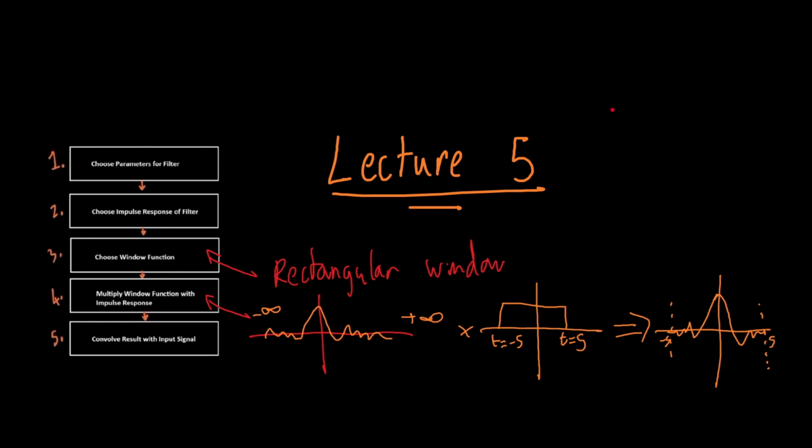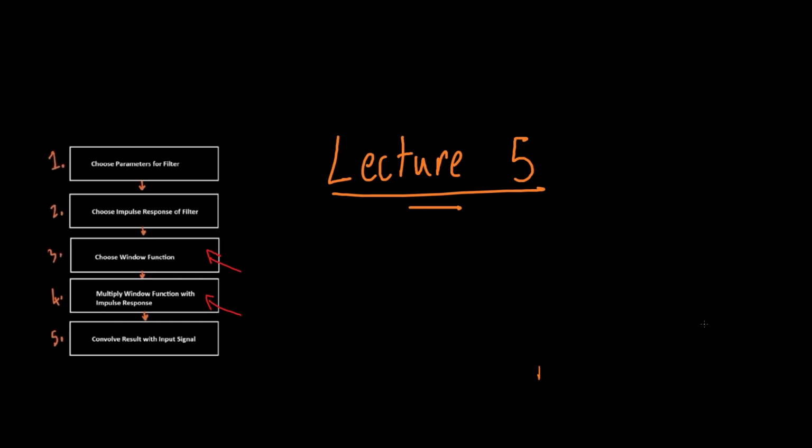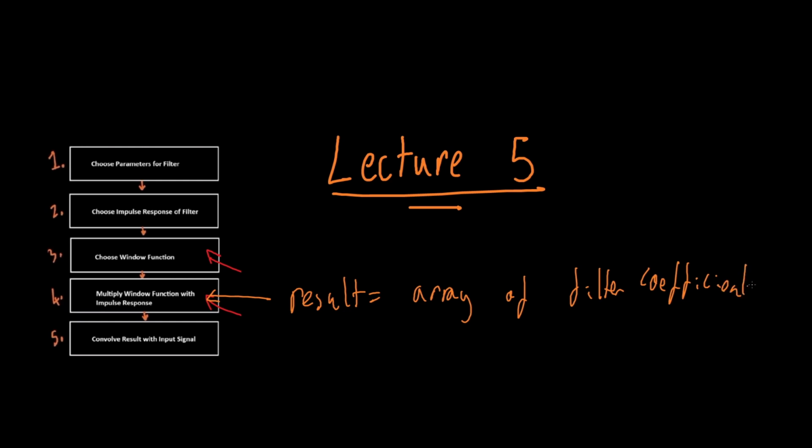Now if you remember, at the end of step 4 we get an array of filter coefficients. So let's do some rubbing out. The result of step 4 is an array of filter coefficients. Step 5 is using convolution to convolve the filter coefficients with the input, and that gets us the filtered output. So today let's look at convolution.